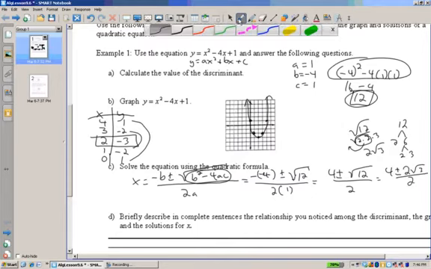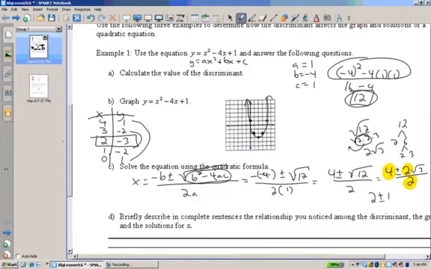This is a trick you really need to know. Because I have something that will reduce in all 3 highlighted areas, I can reduce that. So divide by 2, divided by 2, divided by 2. We're going to end up with 2 plus or minus 1 square root of 3 over 1, or just simply x equals 2 plus or minus the square root of 3.